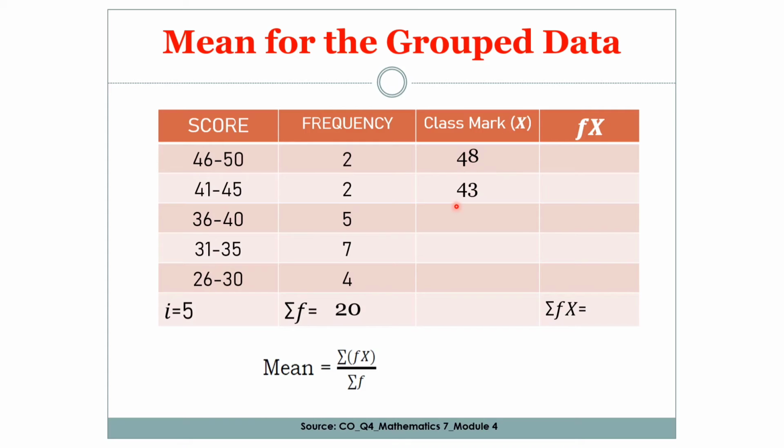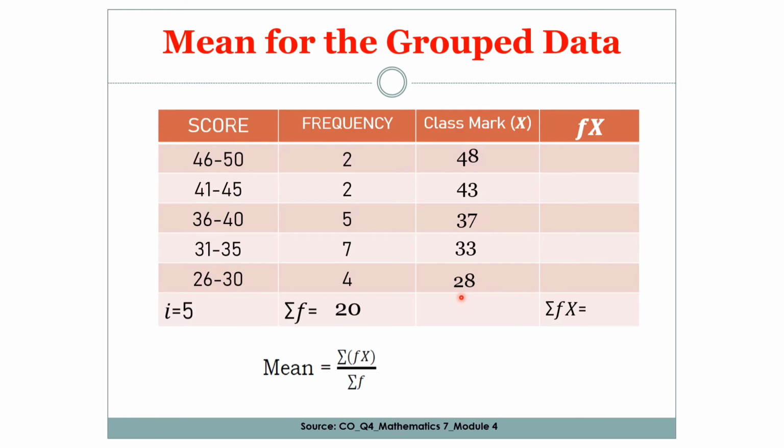Now it's your turn. How about 36 to 40? Yes, awesome. It's 37. Next is 31 to 35. Yes, awesome. It's 33. And lastly is 26 to 30. What do you think is the middle score? Yes, awesome. It's 28. That is how you are going to obtain the class mark of each class.